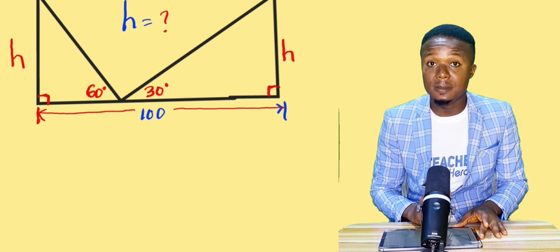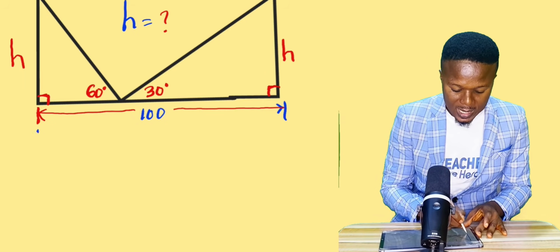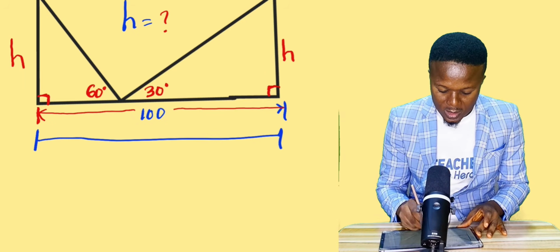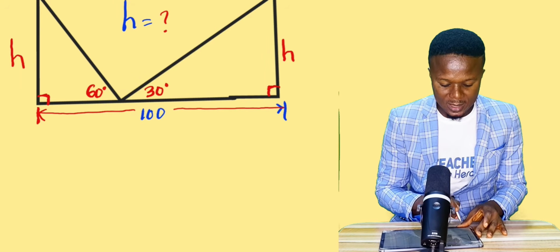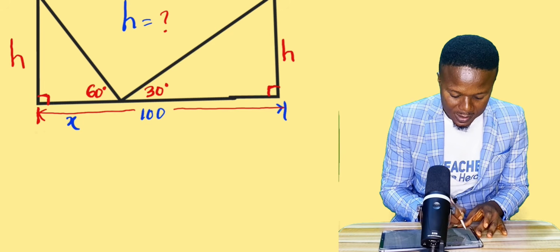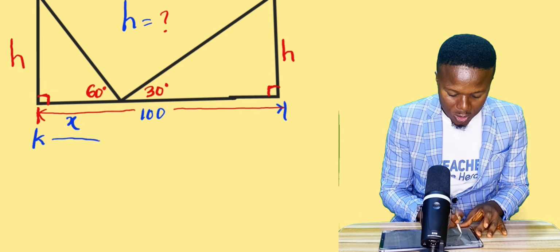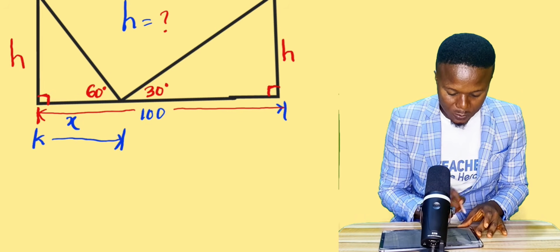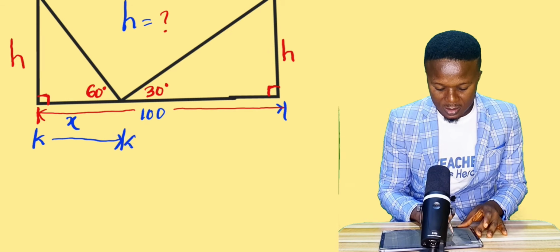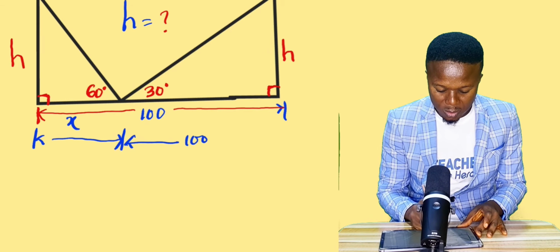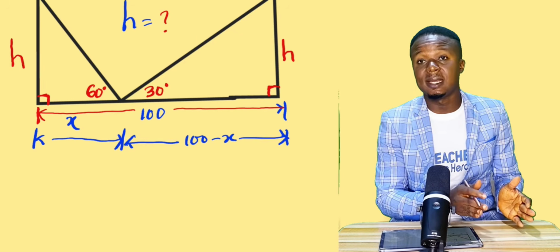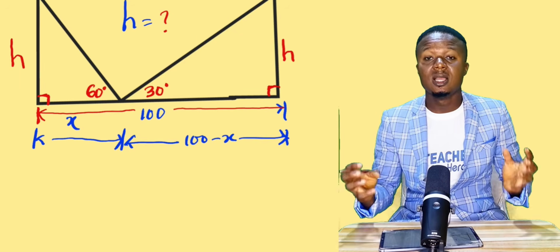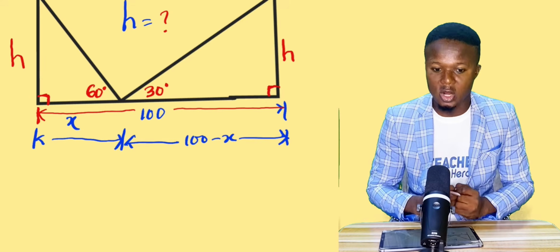Looking at these shapes, you'll find out that the entire length from here up to here is 100. Now, let us label one part x. Supposing the length from here up to here is x, it means that the other side from here will now be 100 minus x. That is what it will be.